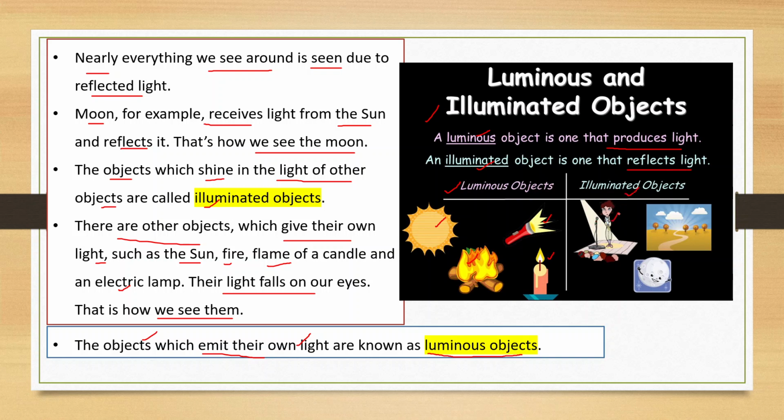This is a person standing on the stage and this light is falling on it and we are able to see this person. This is the nature. And this is the moon. All these are the illuminated objects.